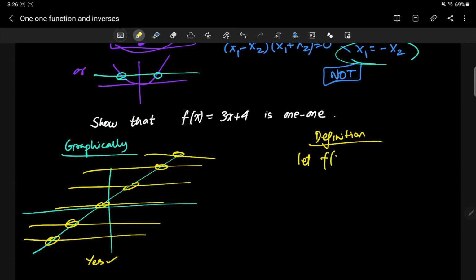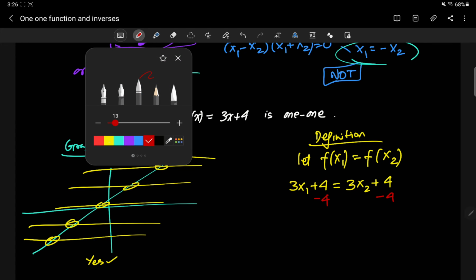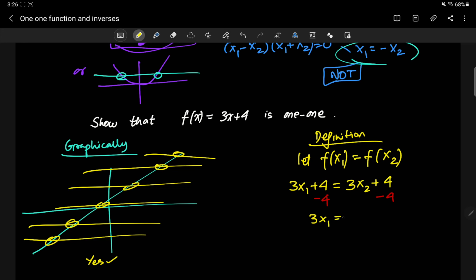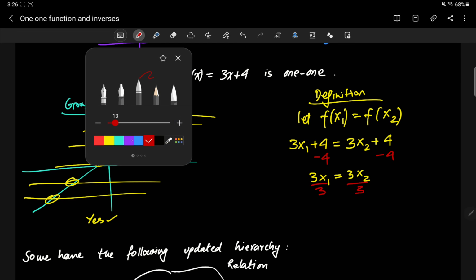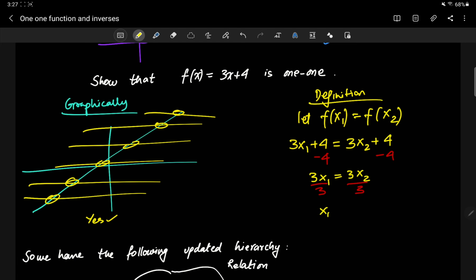So you let f of x1 equal f of x2. Now what is f of x1? That's 3 times x1 plus 4 equals 3 times x2 plus 4. Solve this. I can subtract 4 on both sides, and I end up with 3x1 equals 3x2. I can divide by 3, and I actually end up with x1 equals x2. So yes, it is 1, 1.